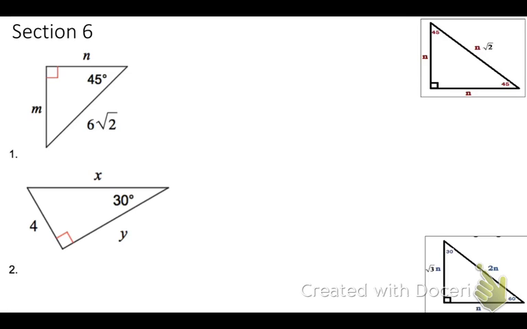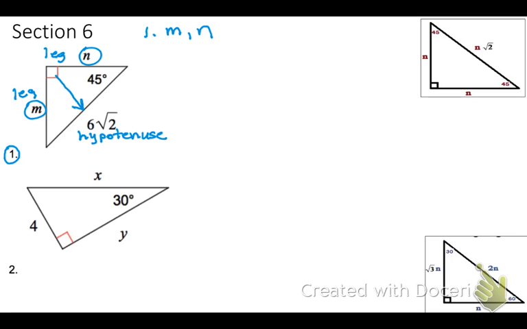Okay, so let's look at number 1. The first question is identify the missing angle measures. Those would be M and N. Given that the 6 times the square root of 2 is across from the 90 degree angle, this is obviously the hypotenuse. And these are the legs.